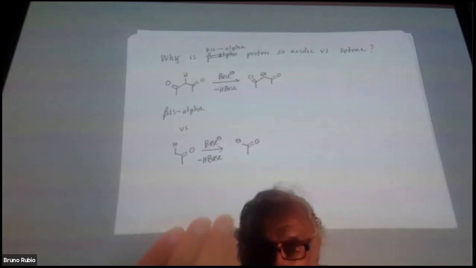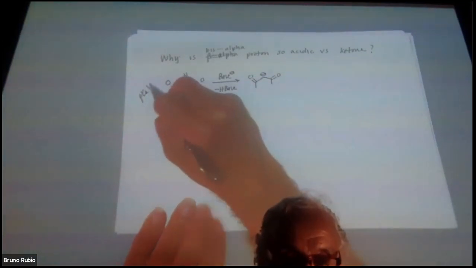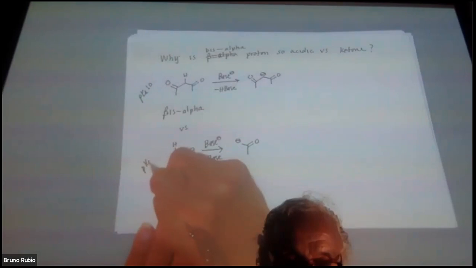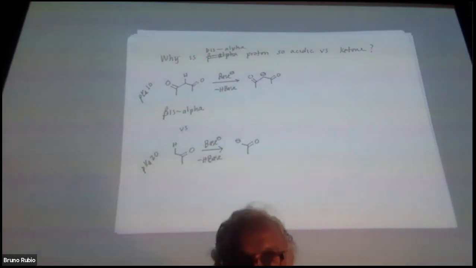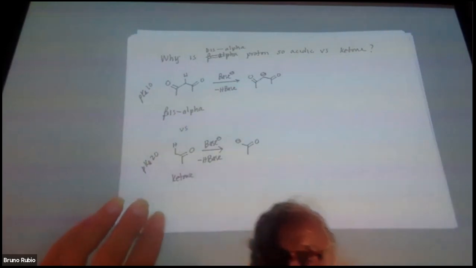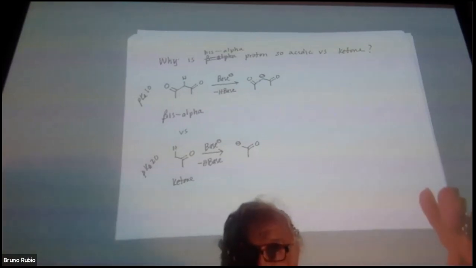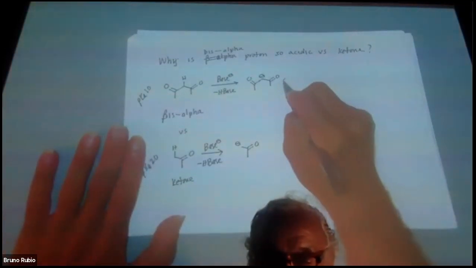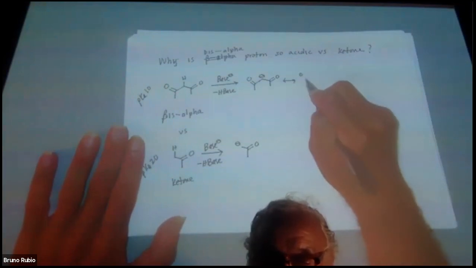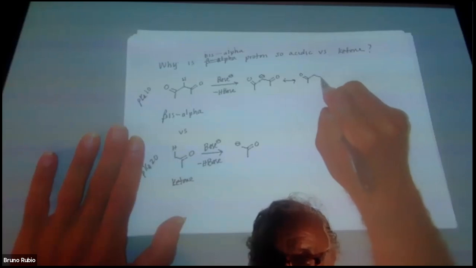All right. So why is this pKa 10 and why is this pKa 20? So this is 10 orders of magnitude difference in the acidity of a bis alpha versus a ketone. All right, and the explanation for this is resonance. This guy up here has several resonance structures.